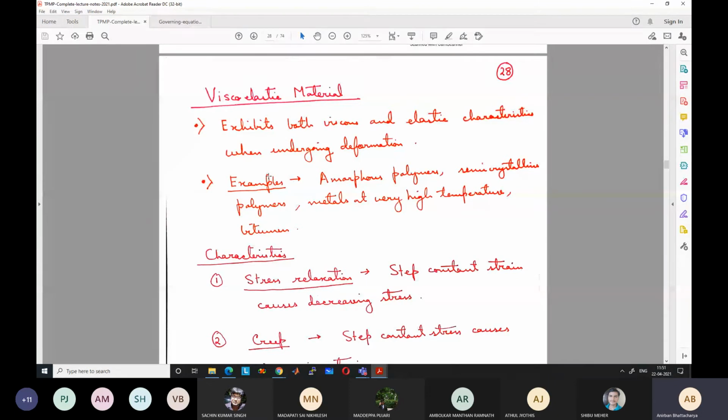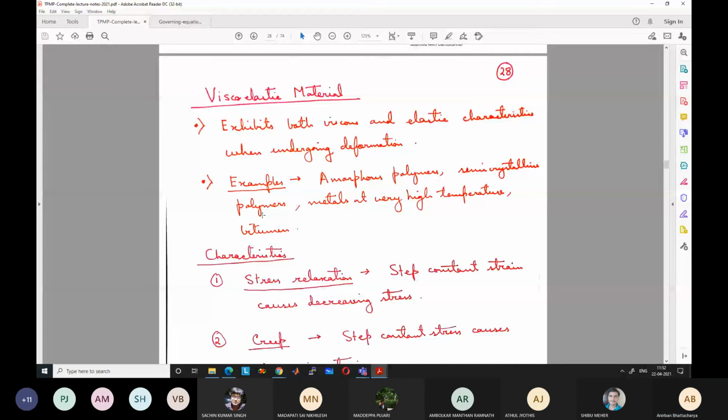What are some examples? Some types of polymers have viscoelastic properties. Metals at very high temperatures, and pitch or bitumen. Silly putty, this type of thing, putty. So these are all viscoelastic materials. Viscoelastic materials have two dominant characteristics. What are these two dominant characteristics? One is known as stress relaxation, and the second is known as creep.